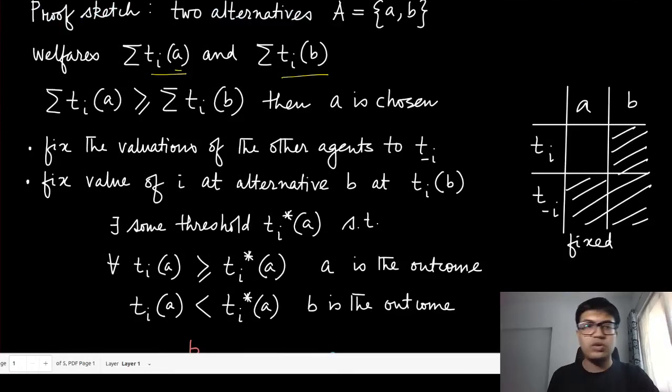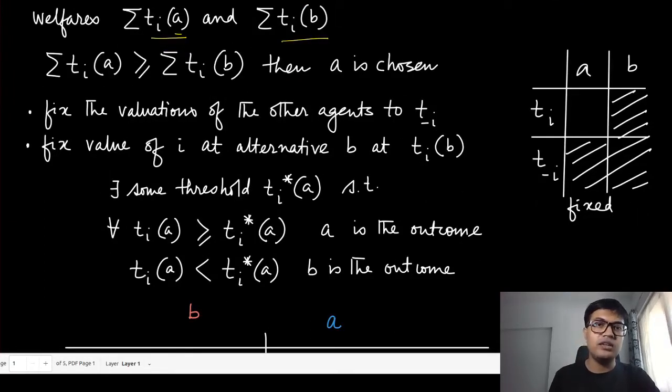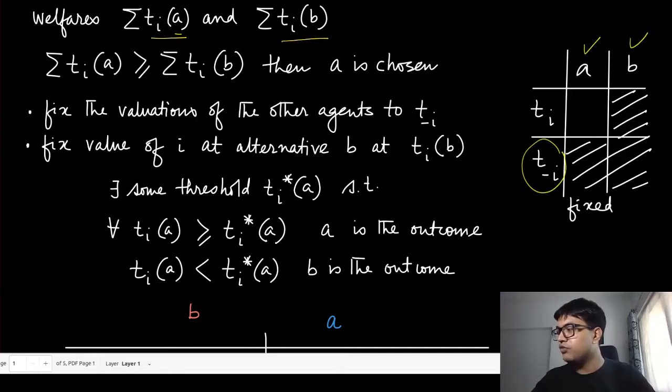Okay, so now to understand why this efficiency is very much tied to the Groves payment rule, let us first look at what happens when we fix all the types of all the other agents except agent i. So for t_{-i}, for both these alternatives A and B, we are going to fix those values. We are only going to change t_i(A). Even for player i, for the alternative B, we are also going to hold its valuation fixed.